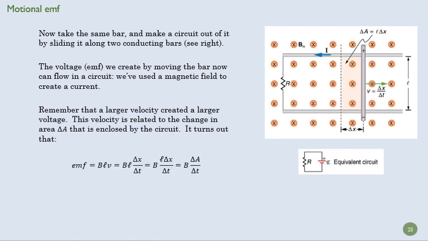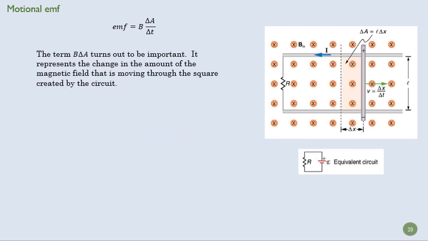And we can determine what that EMF is, what that voltage is, because it has to do with the length L between the two, basically the length of our rod, the strength of the magnetic field, and the velocity. And we can put this in a whole bunch of different forms here. One of those forms turns out to be important, and that is B times delta A over delta T.